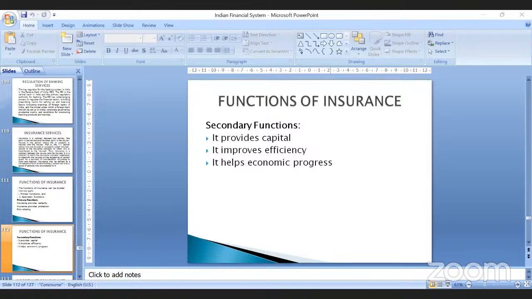Insurance improves efficiency. See, if you are taking up a life insurance policy, you are eliminating all the worries, all the miseries of your loss, death, or destruction of property. Because you are protected against your losses and against destruction of property, people can focus on other goals. This will help improve a person's efficiency. So it will not only help you in capital formation, it will also help you in improving your efficiency. Not only that, it helps in economic progress.